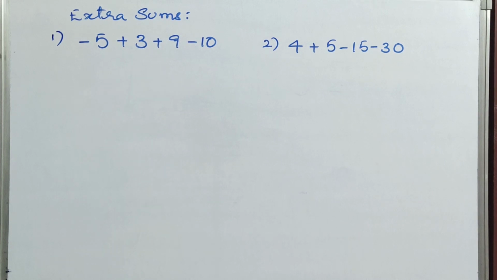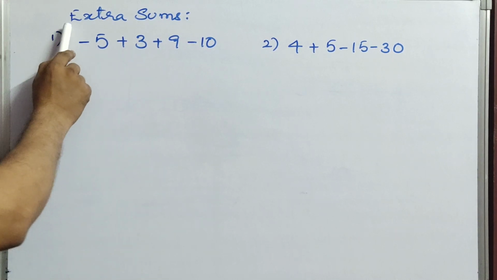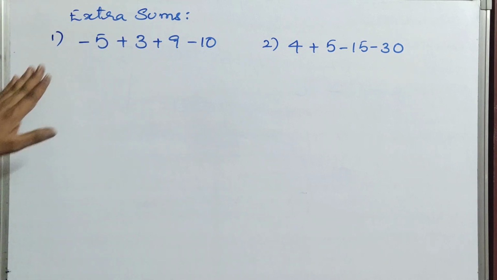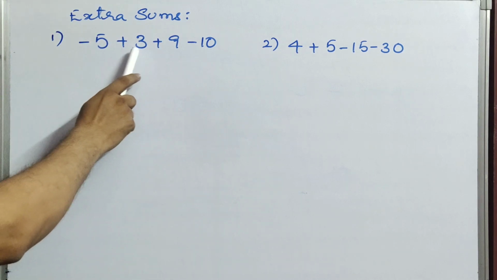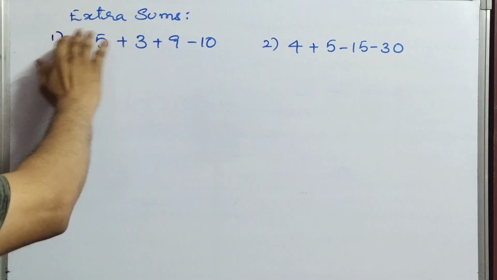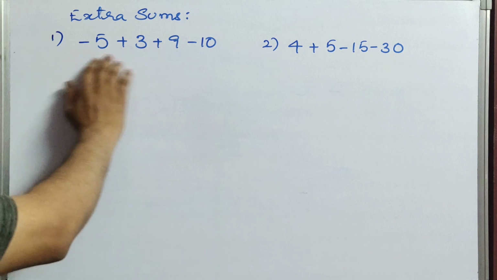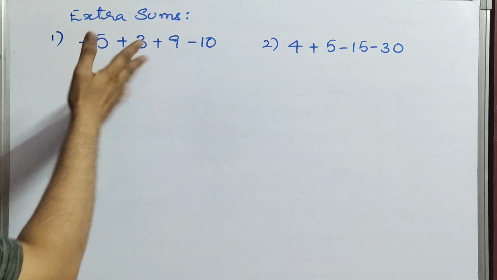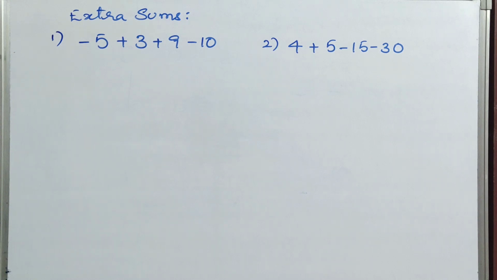See here, while you are writing, write the extra sums heading. The first question is minus 5 plus 3 plus 9 minus 10. So I simply gave it like this; they will give you simplify, or simply, they give you. You have to understand the concept: when they give simplify, you have to always do simplification.